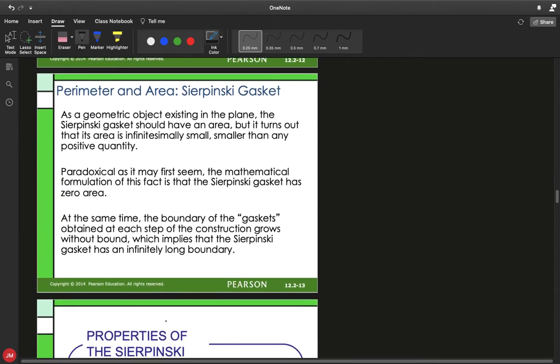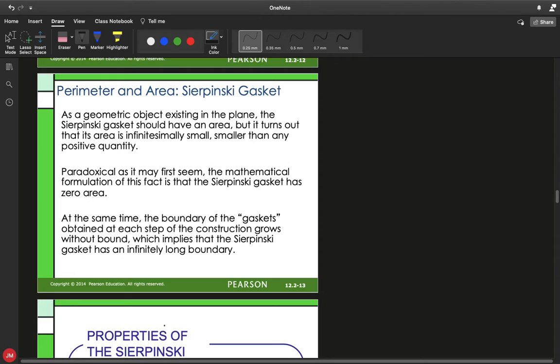Now here's where things get kind of interesting when you talk about perimeter and area. If you remember, the Koch snowflake had a fixed area, but had an infinite perimeter, which was kind of interesting. Now, the Sierpinski gasket should have an area then, but it actually turns out that that area becomes infinitesimally small, meaning that at each step you get smaller and smaller, and eventually it reaches a point at a limit where the area ends up being 0.